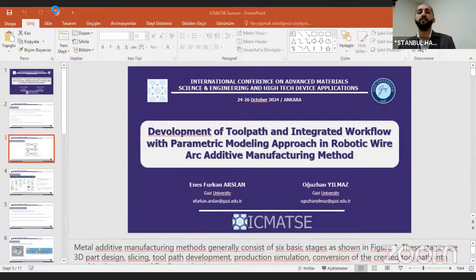Metal additive manufacturing methods generally consist of 6 basic stages, as shown in Figure 1. These stages are 3D part design, slicing, toolpath development, process simulation, conversion of the created toolpaths into machine language, and finally production or deposition.